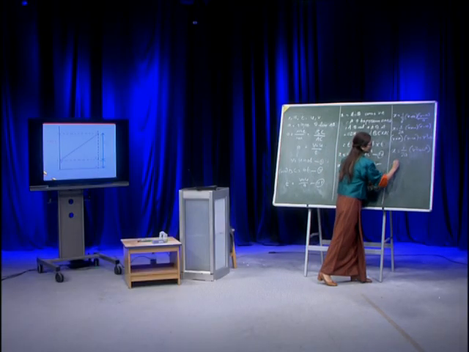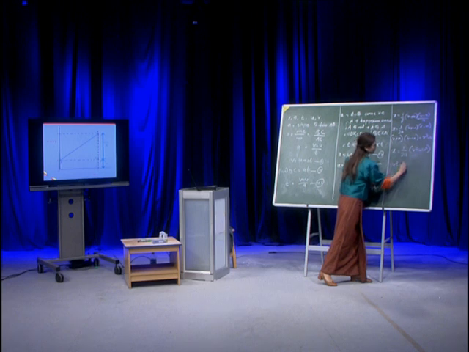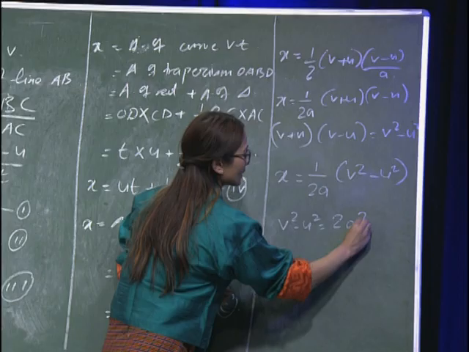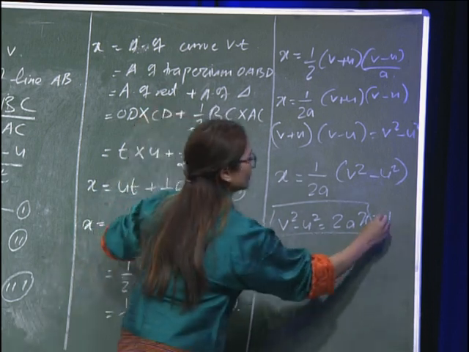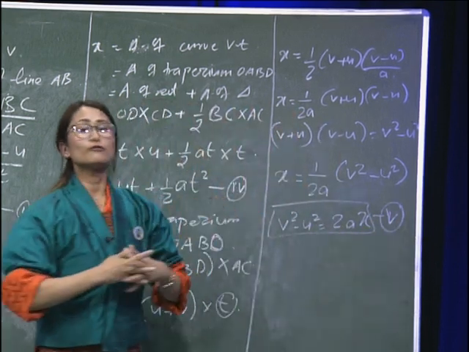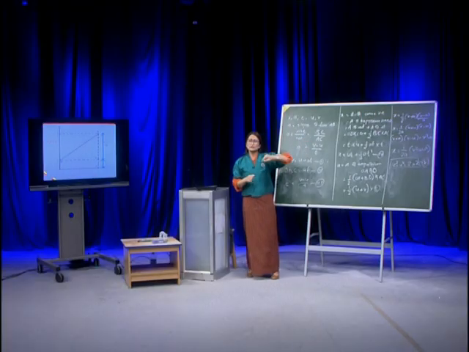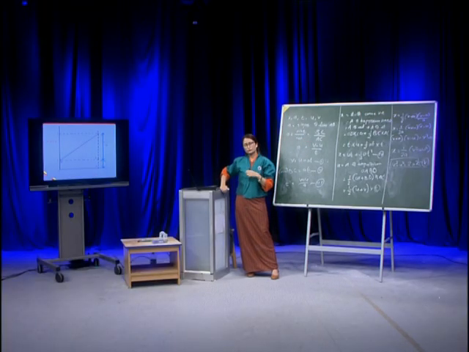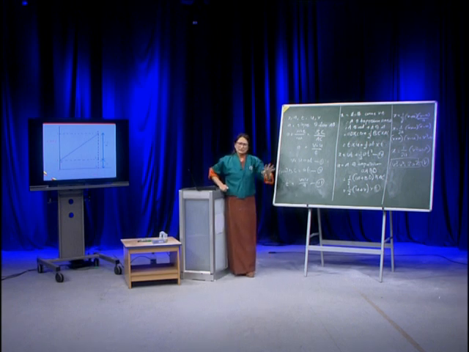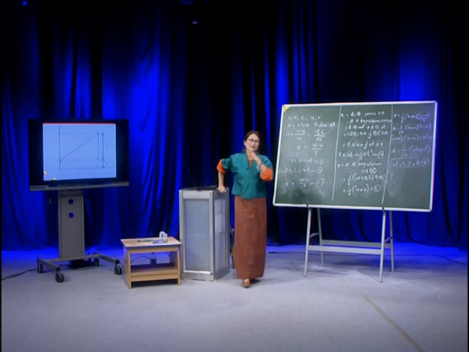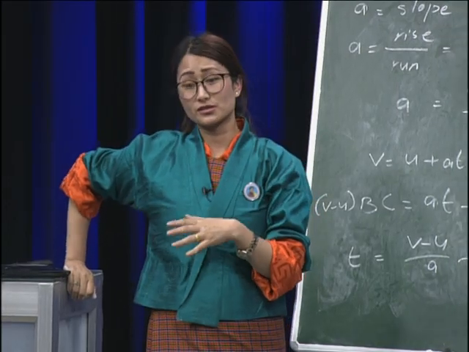So we get v square minus u square equals 2ax, which is our required third equation of kinematics. So we are done with the derivation of the equations of kinematics. Now, where do we actually apply these kinematic equations? We don't have to look in every nook and corner to find examples or real life applications of these kinematic equations.